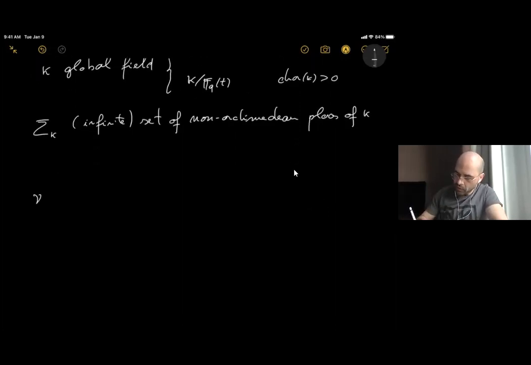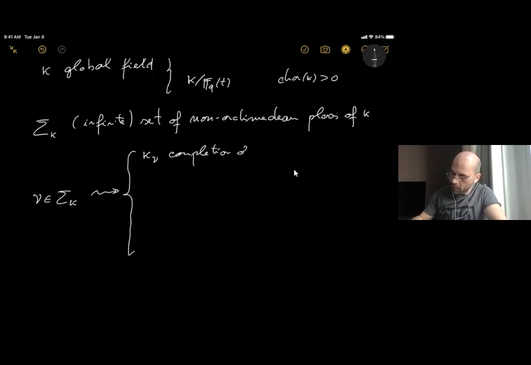And then if you have one of those, a nu, then you can consider several constructions. So you can look at the completion of your field at this place. You can look at the associated valuation ring.